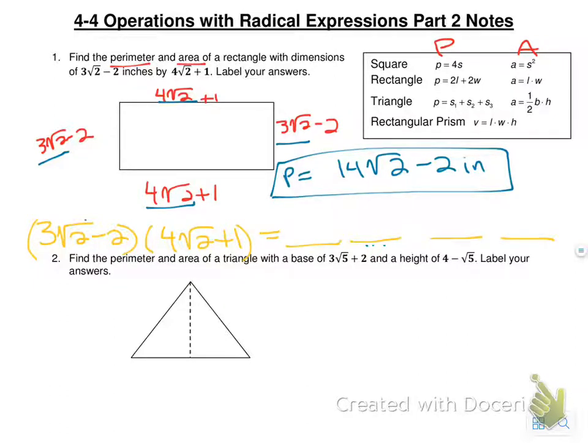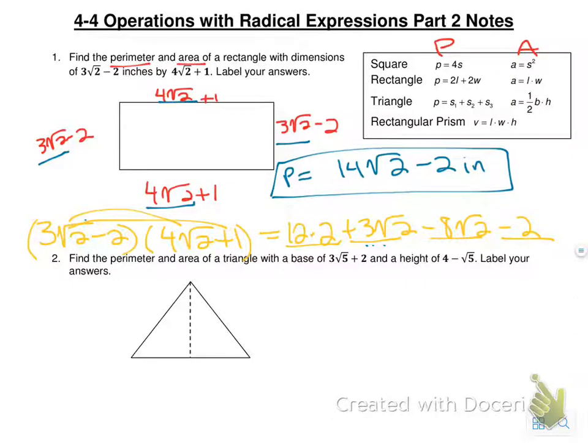4. Okay, so first I have 12 times 2, because 4 times 3 is 12, and square root of 2 times square root of 2 is 2. Okay, next I have plus 3 root 2 minus 8 root 2 minus 2.